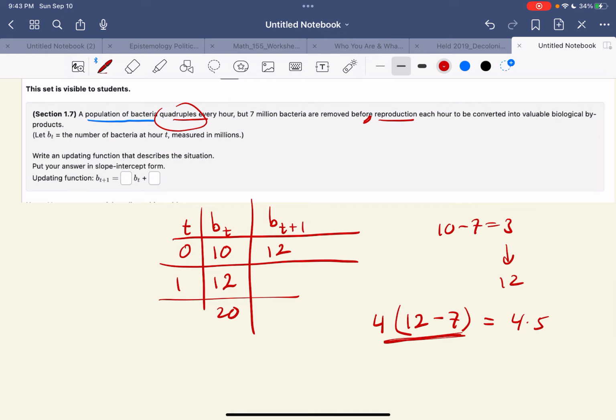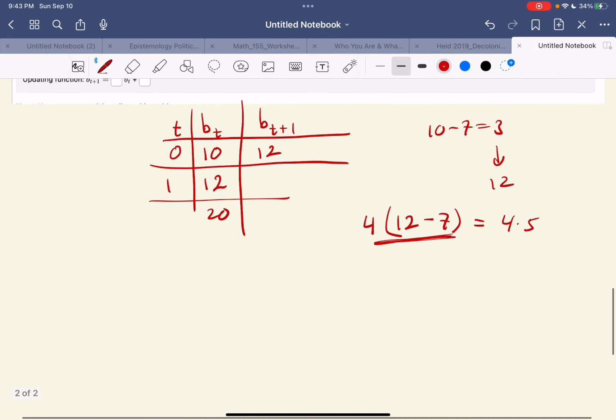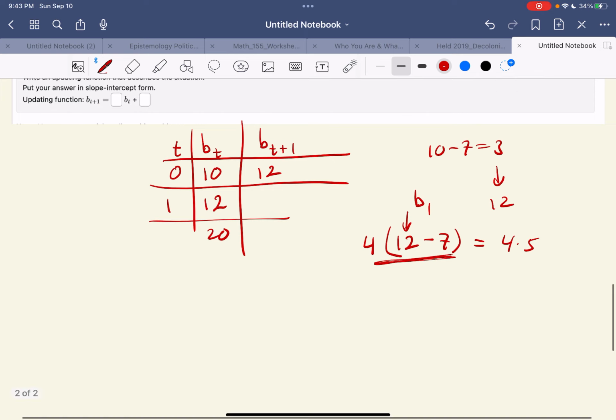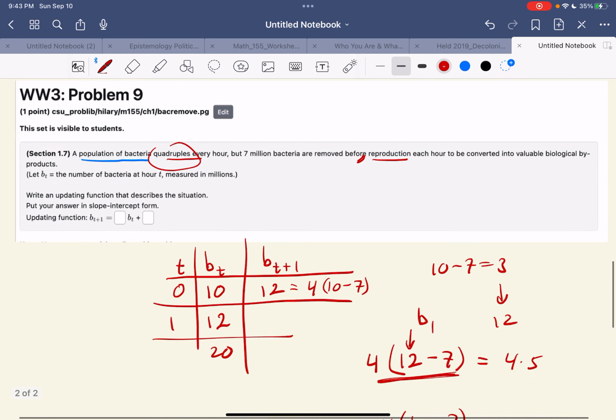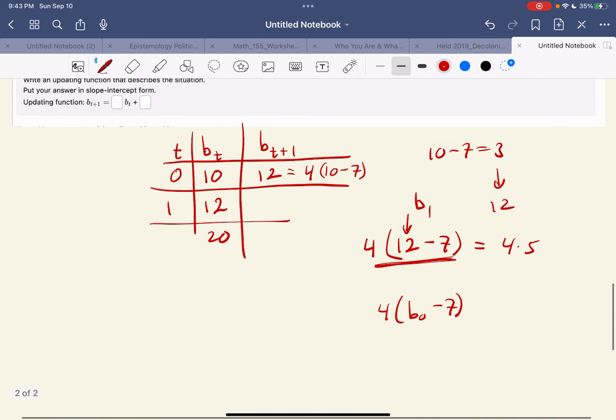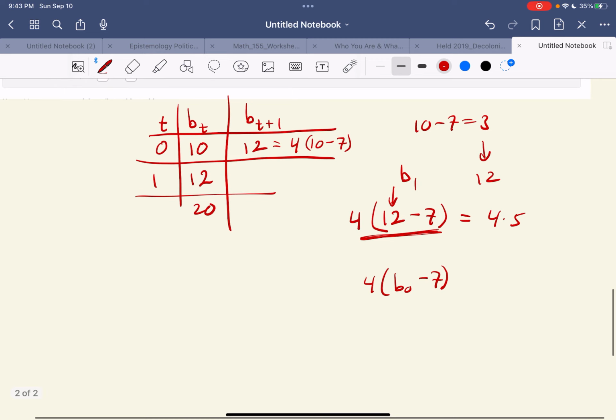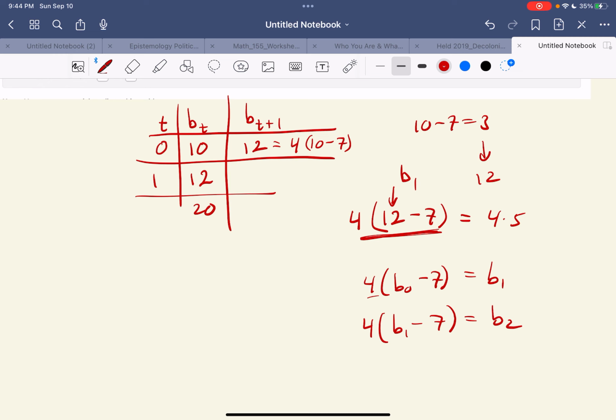Actually, notice what I just did here. This is the whole idea. 12 was the bacteria at time 1. But how did we get the 12? We did 10 minus 7, and we multiplied that by 4. And 10 was B0. We took away 7 because we removed 7 million before reproduction, and then they just reproduce like mad, so we get 4 times that amount. That was B1. And then B1 minus 7, times 4, is going to be B2.